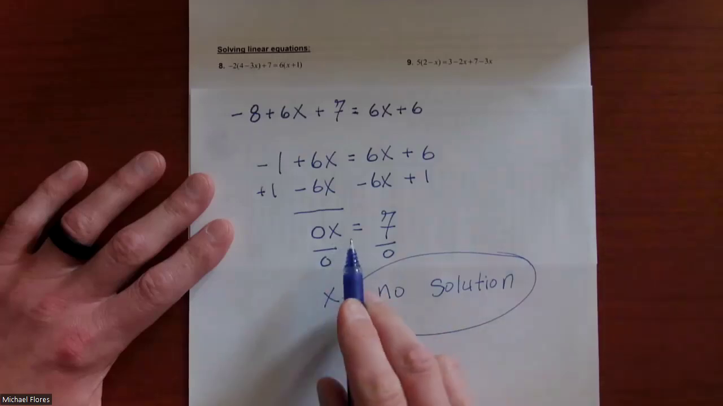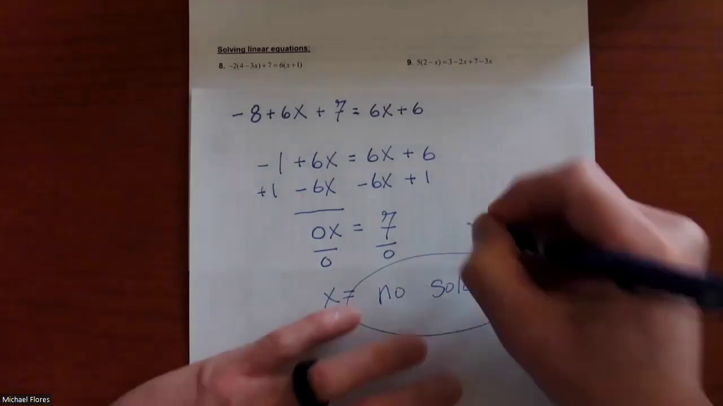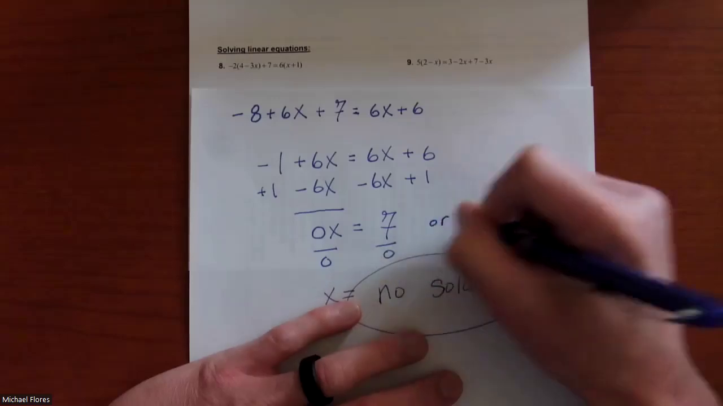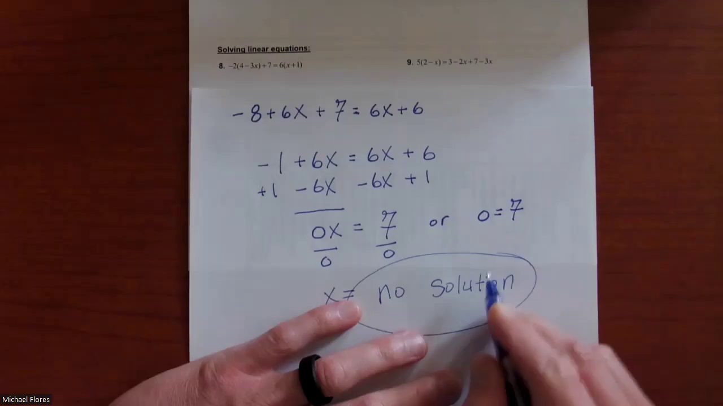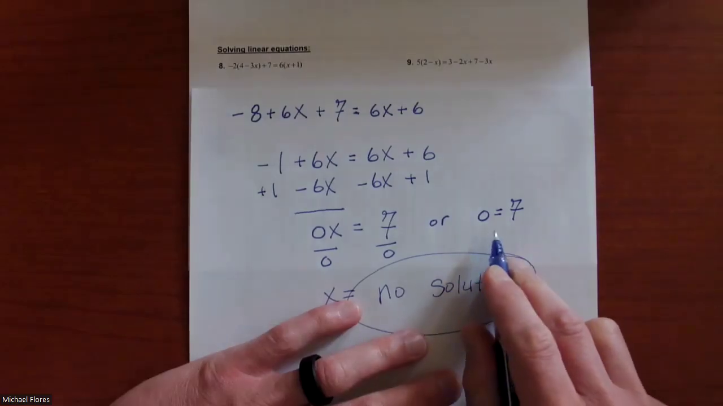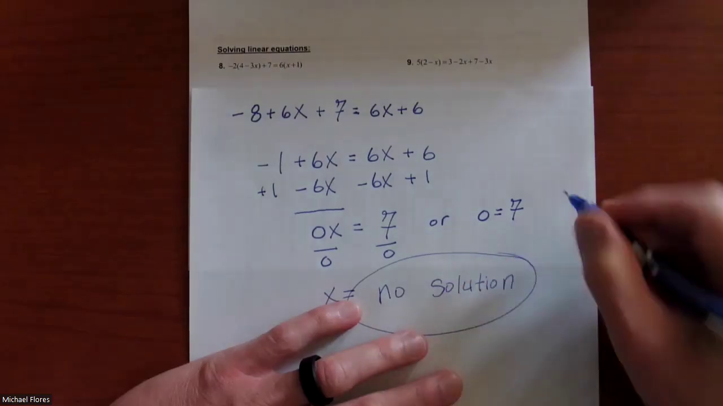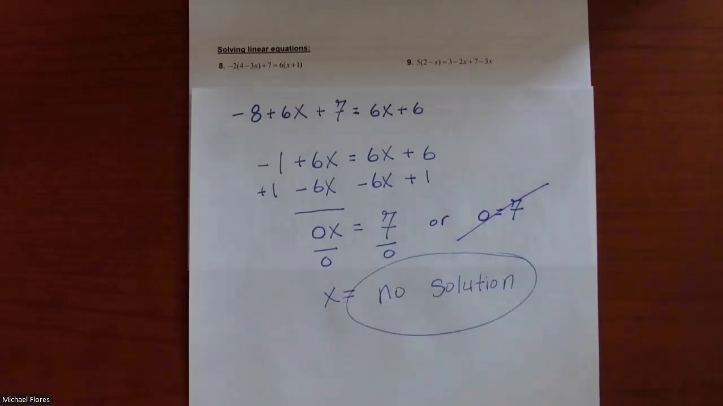Now, I wrote down 0x equals 7. Let's say you did it the other way. You could have done 0 equals 7. Well, once you get to this point here, you ask yourself, is this a true statement? Does 0 equal 7? No, it doesn't. Therefore, no solution.